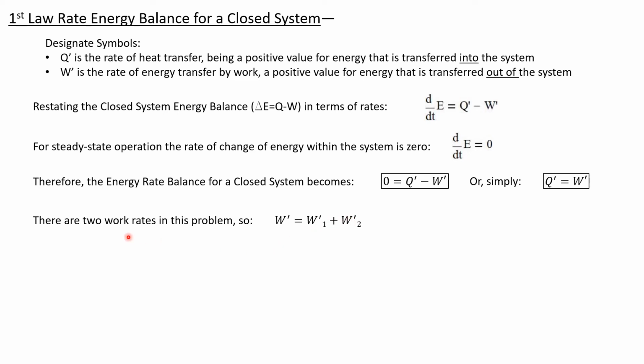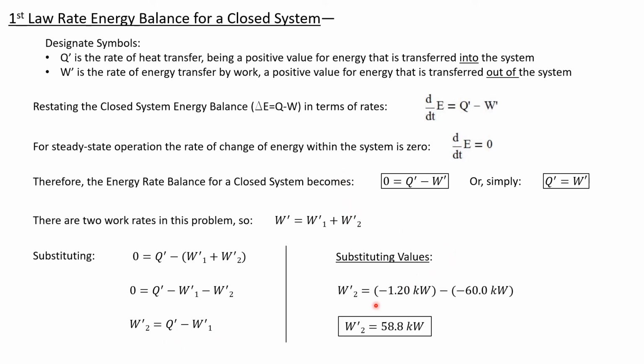Now there are two work terms in this system. So this term here, W dot, in our rate equation, in our energy balance, is actually equal to W dot 1 plus W dot 2, where W dot 1 is the input shaft and W dot 2 is the output shaft. So substituting this expanded definition of our work rate, we have 0 is equal to Q dot minus the work term, which is now W dot 1 plus W dot 2, or 0, if we remove our parentheses, is equal to Q dot minus W dot 1 minus W dot 2. Solving this now for our unknown, which is W dot 2, we get that W dot 2 is equal to Q dot minus W dot 1.